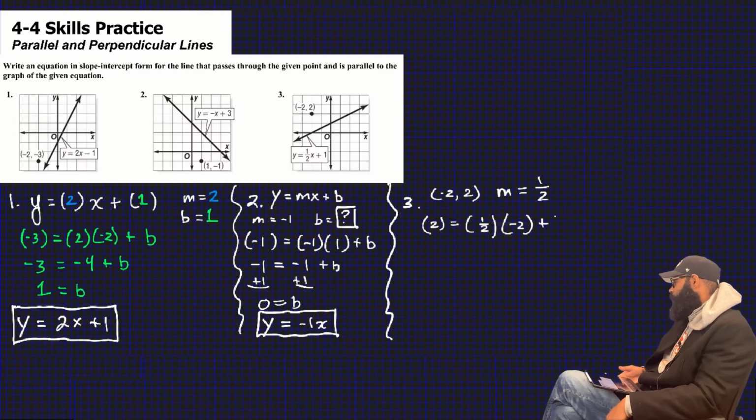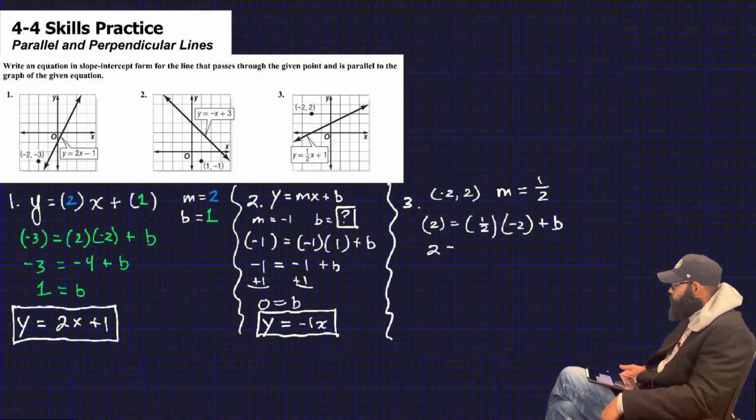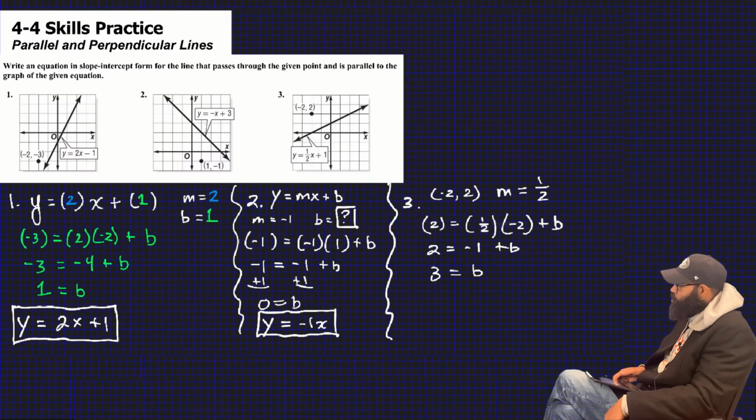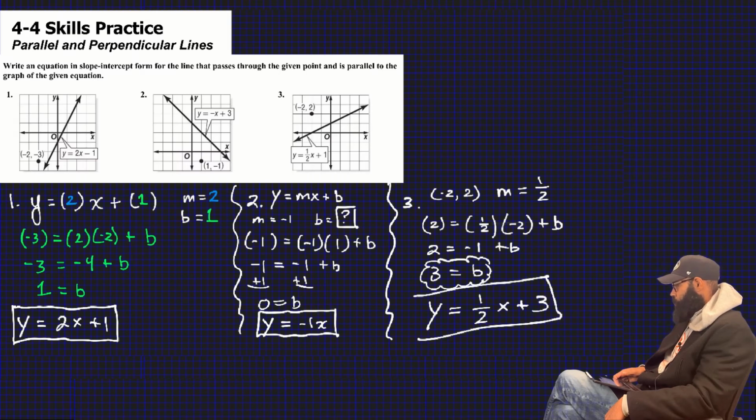2 is equal to 1/2 of negative 2 plus b. 1/2 times negative 2 is going to give me negative 1. And then when I add 1 to both sides, I'm going to get 3. So b is equal to 3. And that is all I need. They gave me m, I found b. I have a final answer I can write out as y equals 1/2 x plus 3.